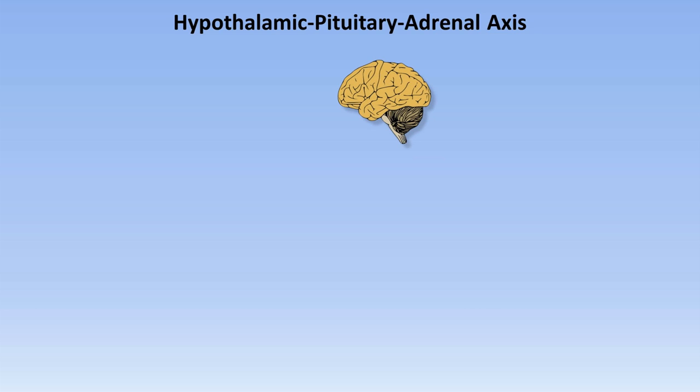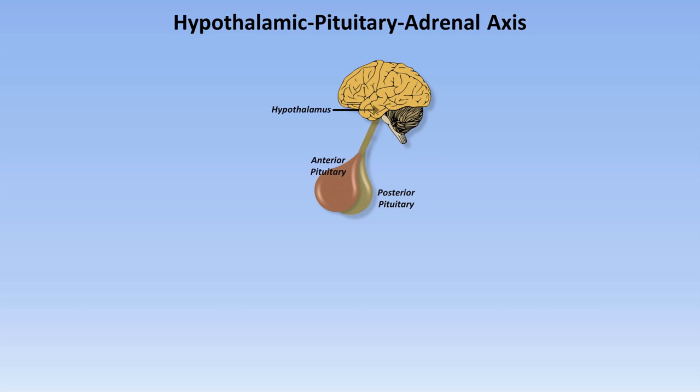The axis begins here in the brain at a small and wonderfully complex structure called the hypothalamus. The hypothalamus more or less sits in the center of the brain's inferior surface and has a close anatomic relationship with the pituitary gland, which is actually two separate glands pressed up against each other.